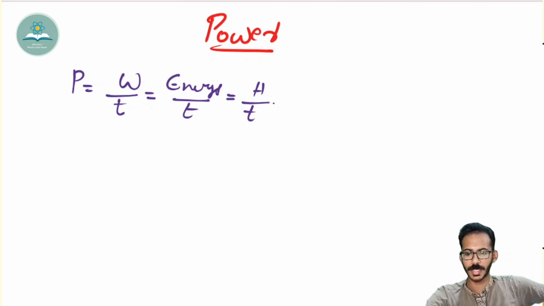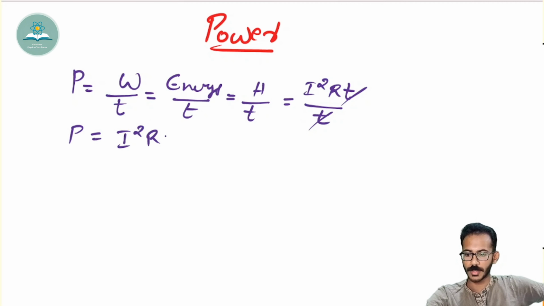Heat energy by time. Or we can even write like power is equal to, we know the equation for heat, H is equal to I square RT divided by time. Here time and time will get cancelled. So we got power is equal to I square R. This can be one equation of power. Power is equal to I square R.